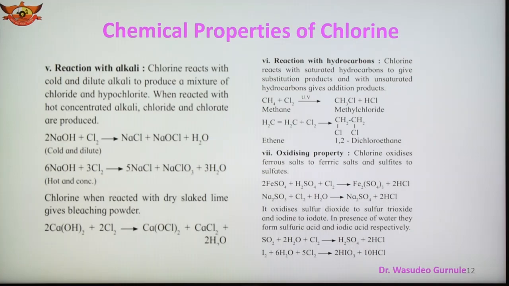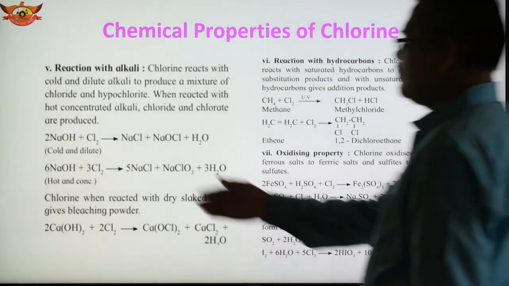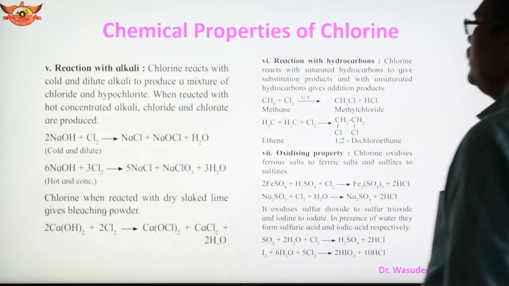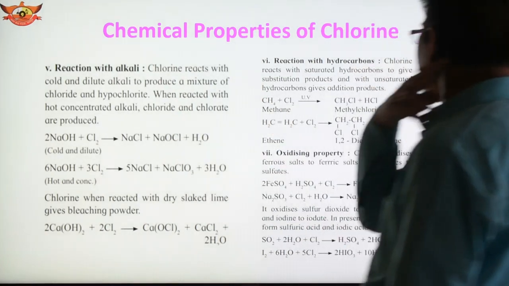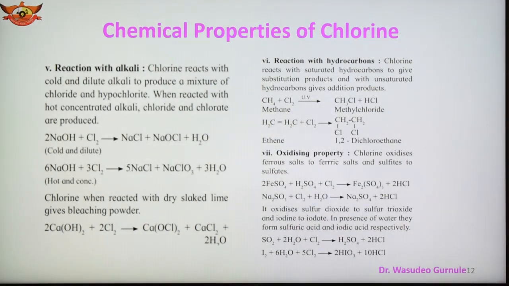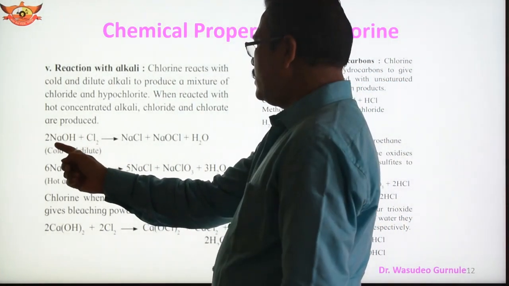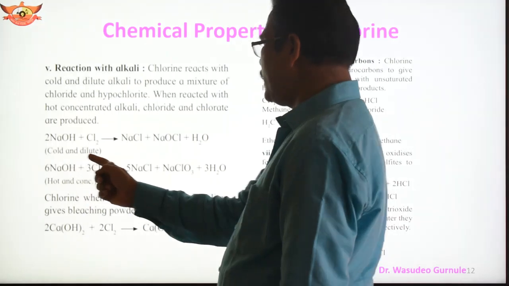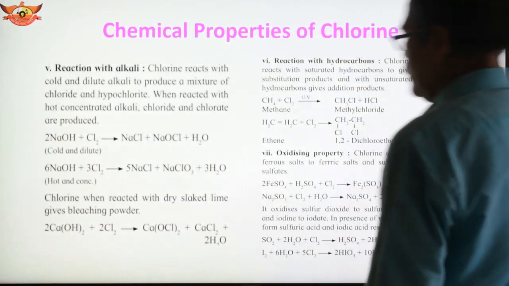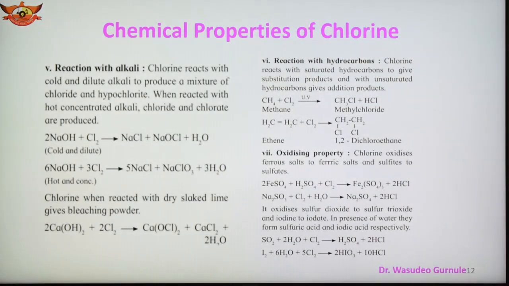This is another reaction, with alkali, like sodium hydroxide reacting with chlorine. Here they produce a mixture of chloride and hypochlorite. Chlorine reacts with sodium hydroxide when it is cold and dilute, and when it is hot and concentrated. So two different types of reactions are there.